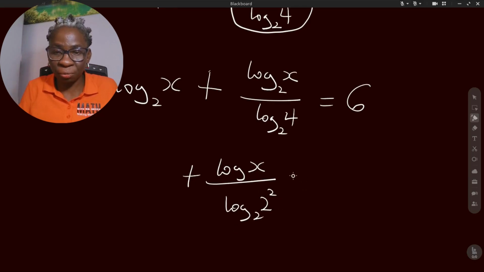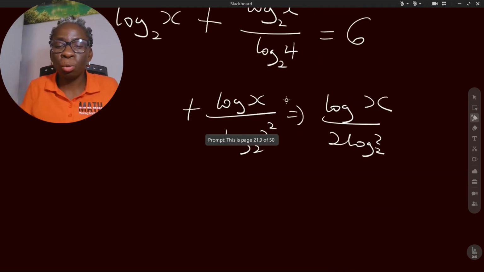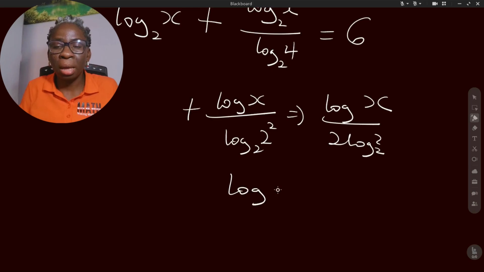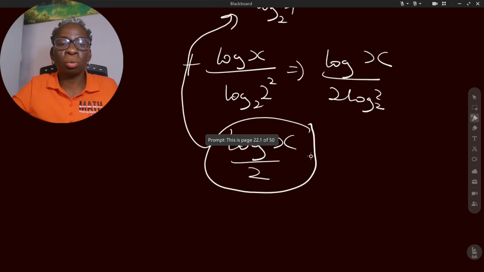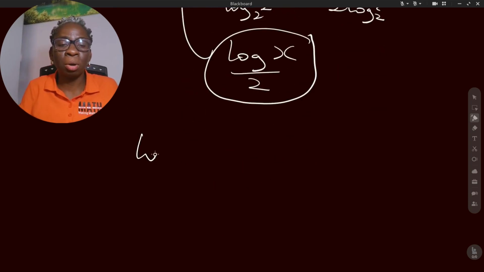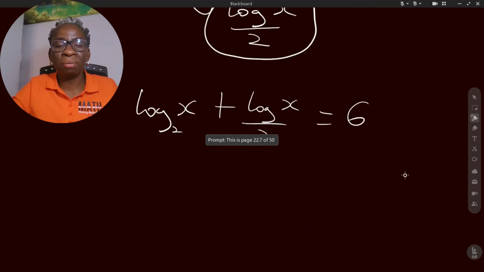If we simplify this further now, this is the same thing as log x over 2 log 2 base 2, and this will be log x over 2. So now we'll be using this in place of what we have here. We just simplified it further so that now we can have log x base 2 plus log x over 2 equals 6, as we were given in the question.